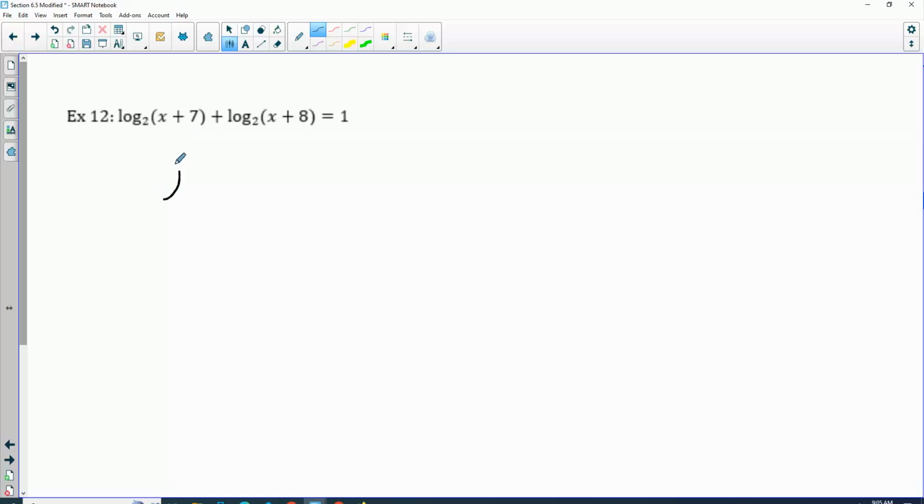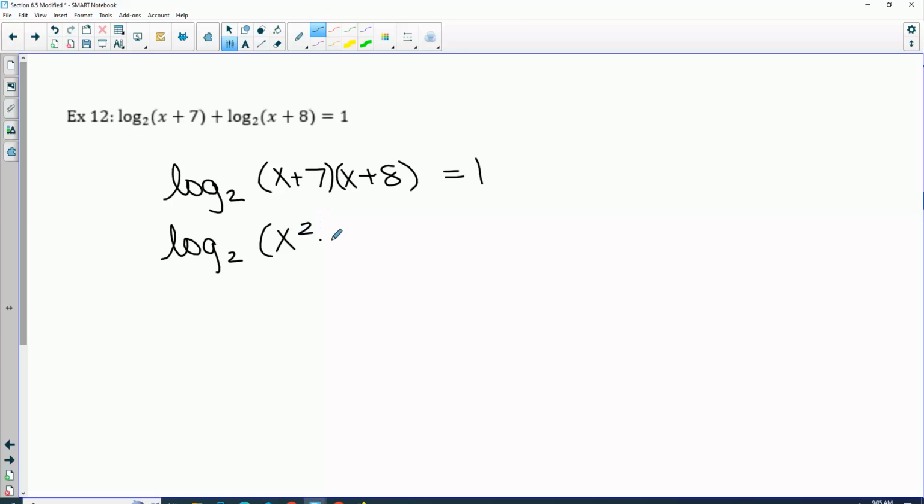If logs are added, how do you condense them? Multiply. So we have to do x plus 7 times x plus 8. So we have to FOIL those. That's x squared plus 15x plus 56.